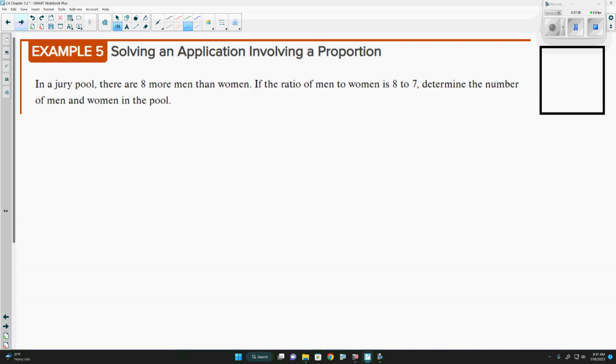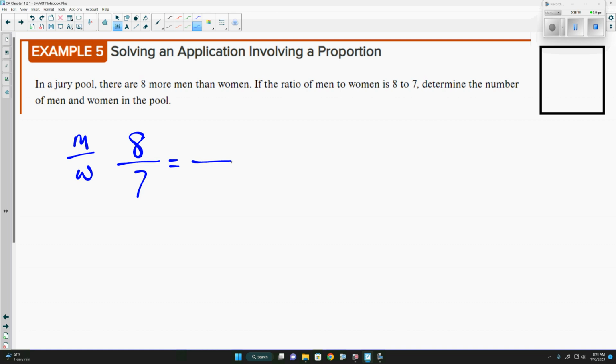This here is the last one that we'll look at, last type of word problem. In a jury pool, there are 8 more men than women. If the ratio of men to women is 8 to 7, determine the number of men and women in the pool. So men to women, we are given a ratio of what? 8 to 7. So this is men to women. And whenever we're given ratios, we're really going to look for proportionality. How are they going to be equal? And when we talk about proportionality, we're talking about 2 fractions being equal to each other.